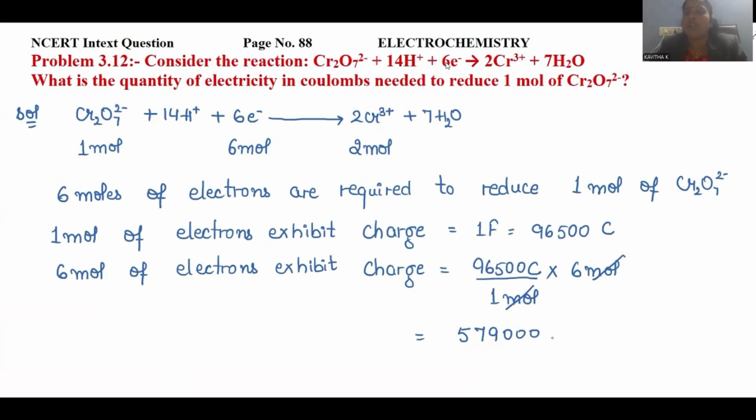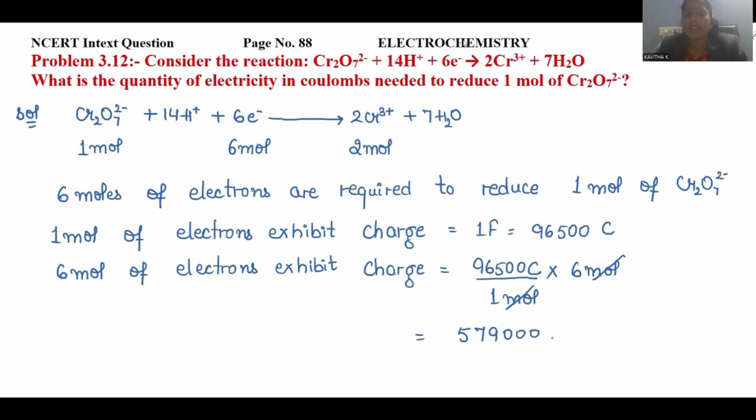This is the common dichromate reaction. Whatever the reaction, whatever the estimation, this is the common requirement for the dichromate, and chromium will be turned into 2 moles of Cr+3 and 7 water is the product. What is the quantity of electricity in coulombs needed to reduce 1 mole of dichromate?